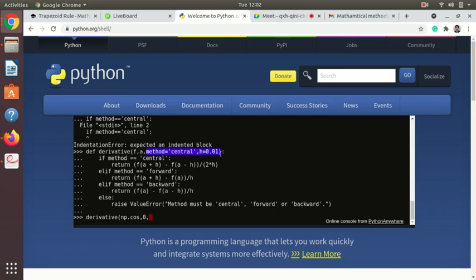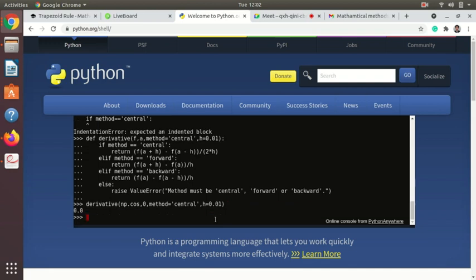Okay, I will copy and paste here. Method is central and the value of h is this. I will keep the value as it is, and then we will see what value it is giving. It is giving 0. Okay, we know that is 0.